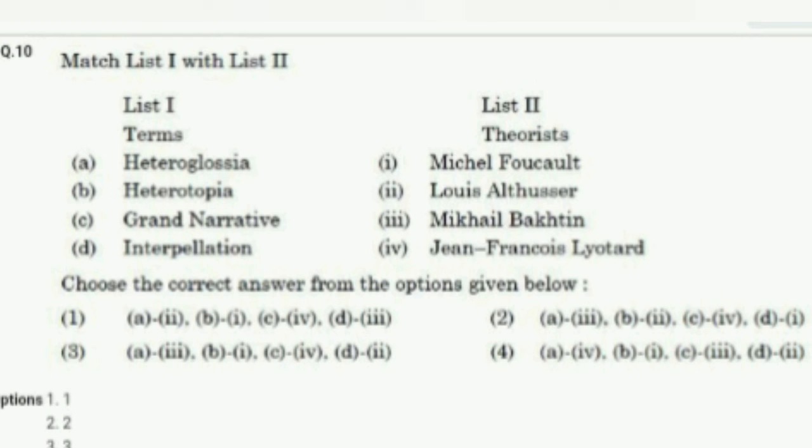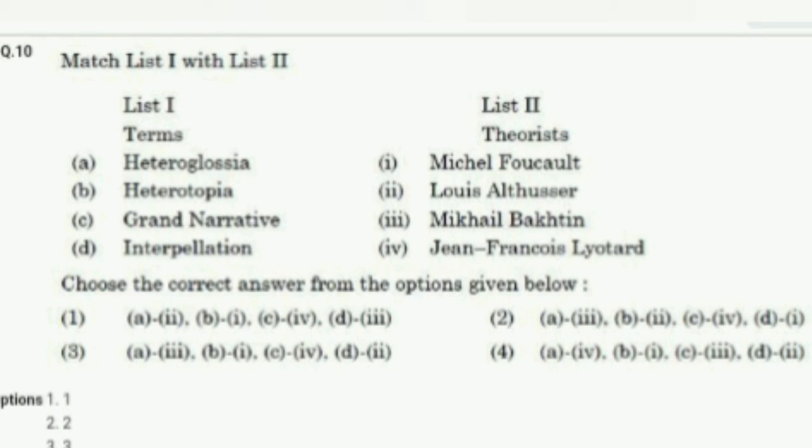Heterotopia is a concept elaborated by Foucault to refer to spaces that are considered as the other. It may refer to cultural, constitutional, or discursive spaces like a brothel, prison, or cemetery.